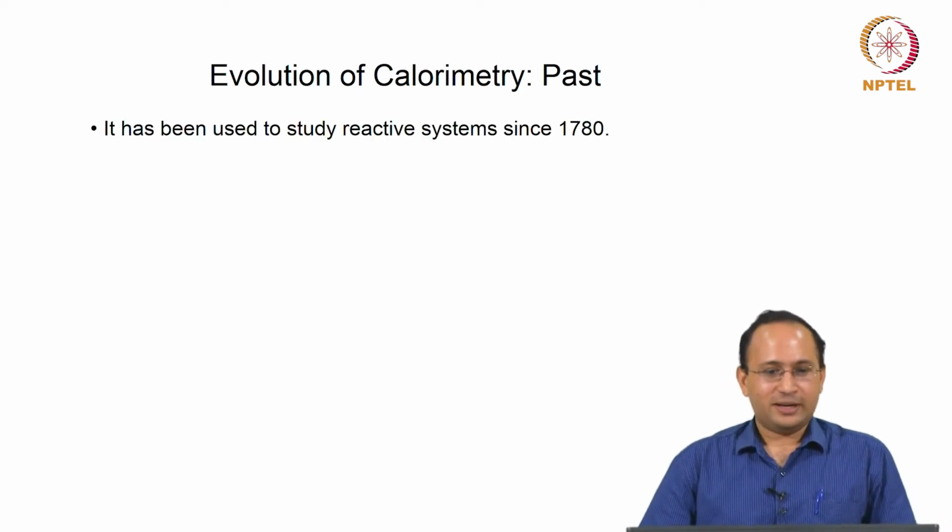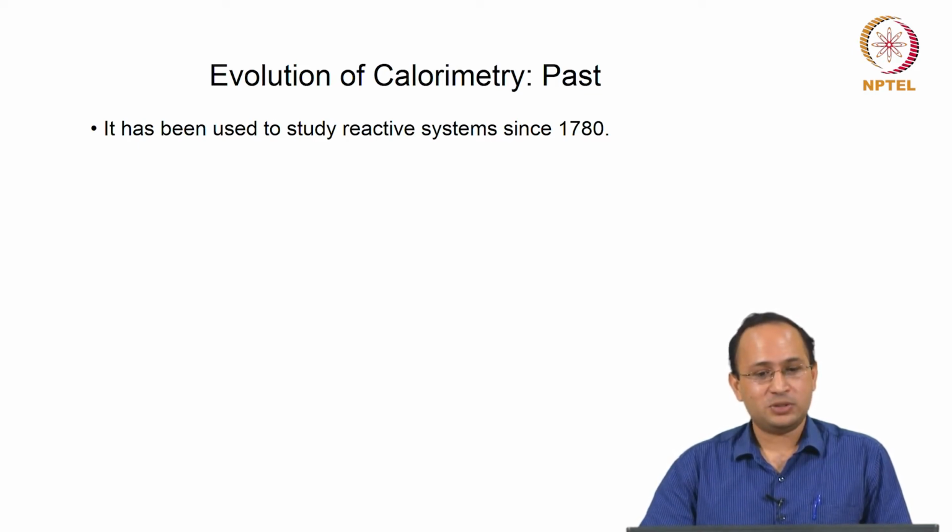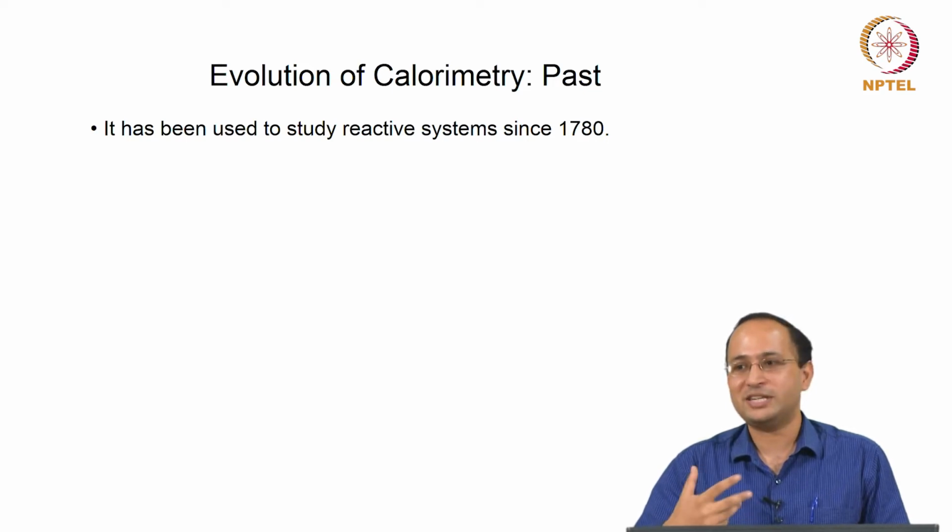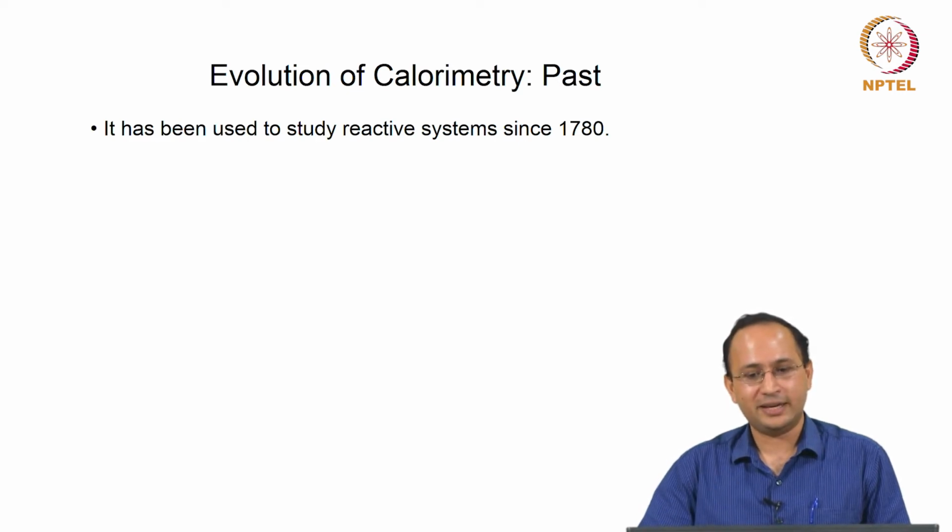So the history, if you check, calorimetry has been used to study reactive systems since 1780. So a long time, more than 200 years ago. Please pay attention to the word reactive, as long as there is some reaction, because we are talking about change. So it has been used to study reactive systems.